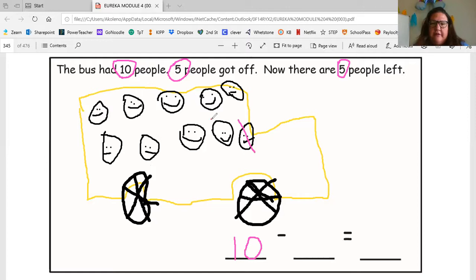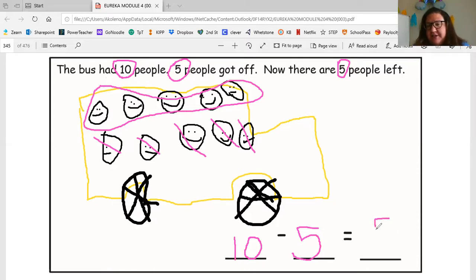1, 2, 3, 4, 5. 10 minus 5 is how many left? How many people are still there? 1, 2, 3, 4, 5. I also didn't have to touch and count them because I know in a 5 group, there are 5 on top and 5 at the bottom. Awesome.